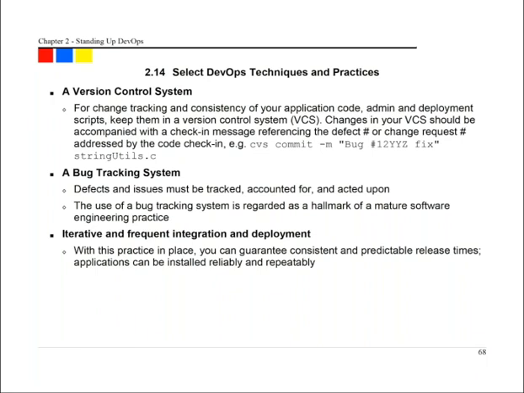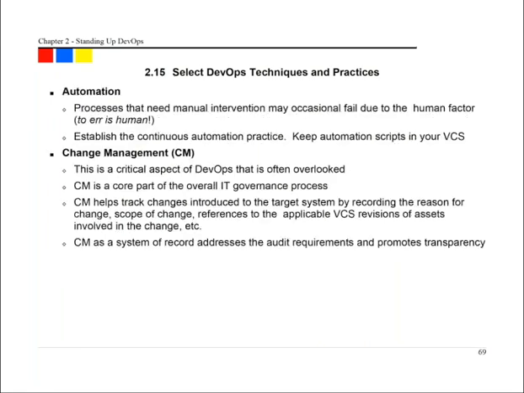Here. Iterative and frequent integration and deployment. That's continuous integration. Enough said. And automation. Also enough said. It's going to sit kind of underneath all the other processes, and it's critical.